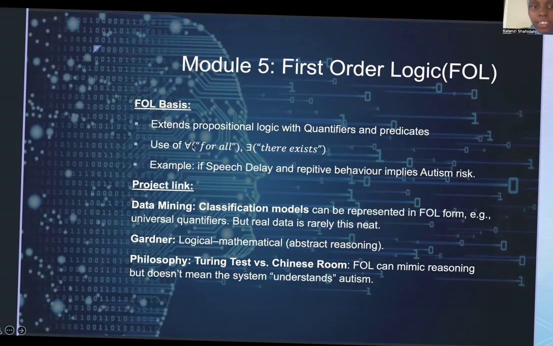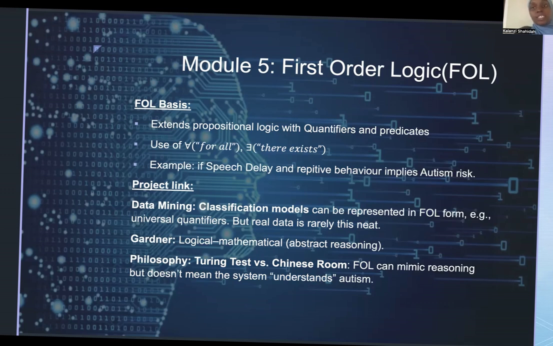So these quantifiers, like this one, the for all, is a universal quantifier. Then this is an existential quantifier. So this one means for all: for all children with speech delay, it implies they have autism. Then this other one means if there exists a condition whereby there is speech delay, then that means that kid is autistic.